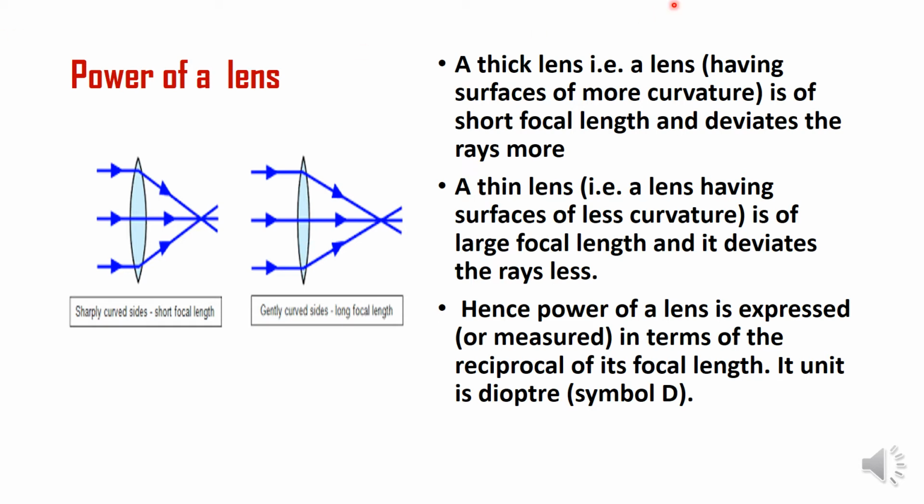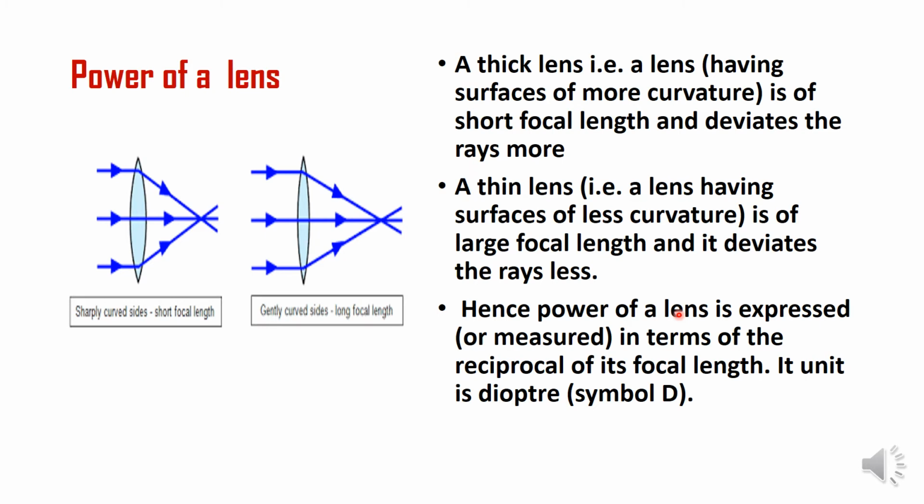So let us see the notes that are written here. Thick lens is a lens having surface of more curvature, is of short focal length and deviates the ray more. A thin lens, that is a lens having surface of less curvature, is of large focal length. So thin lens, large focal length. Thick lens, short focal length. So thick lens has more power, thin lens has less power. Hence power of lens is expressed in terms of reciprocal of its focal length. Okay, so power of a lens is reciprocal of focal length, because more is the focal length, less is the power. Less is the focal length, more is the power. So power and focal length are related reciprocally.